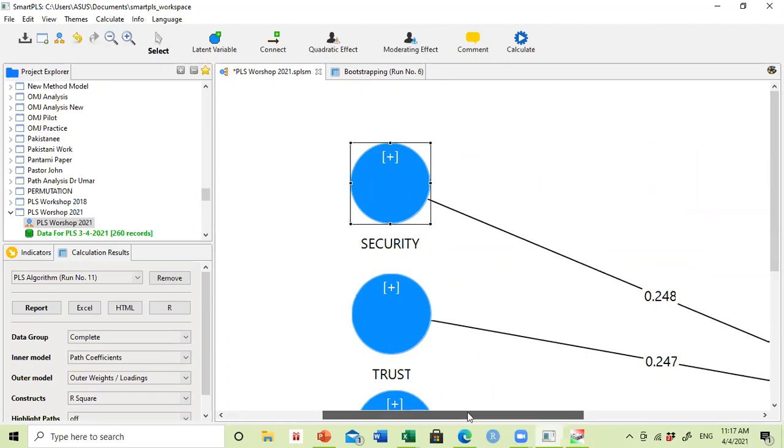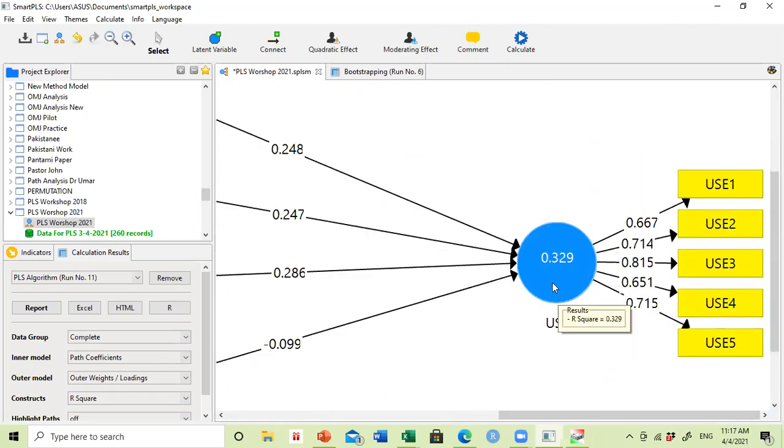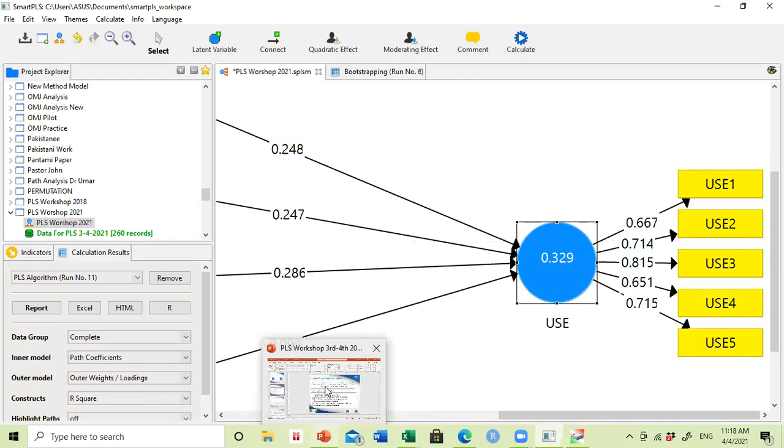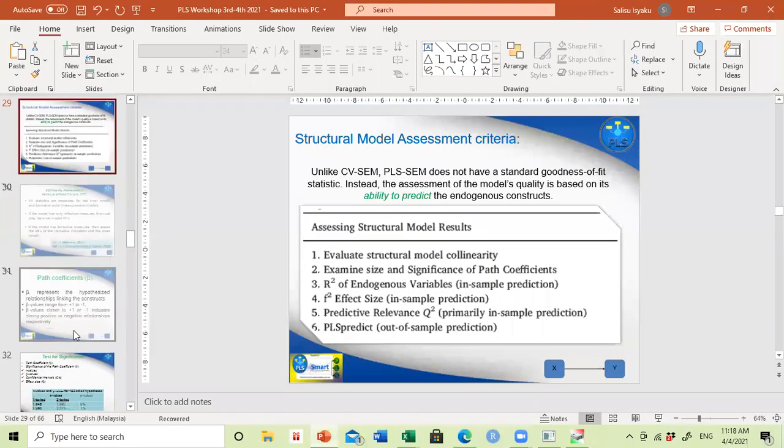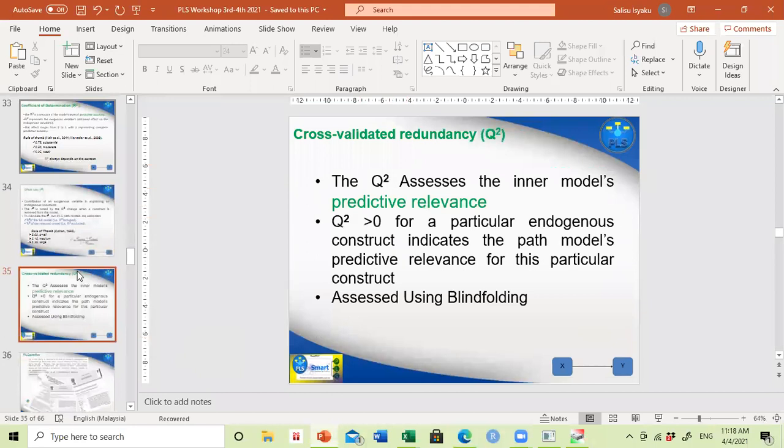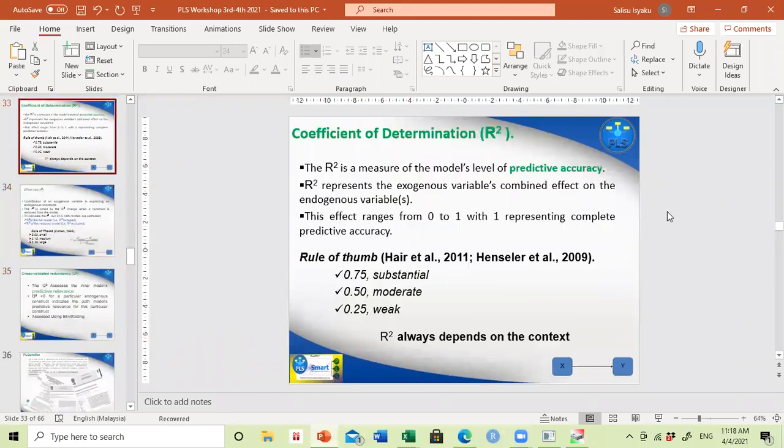Do you understand? So in this case, yes, you will have 0.329 as our R square. But is this enough? That is another question. There is a lot of literature that gives us a threshold for this R square. Maybe we can go back and talk about it here. You can see we finish this one, and we move to R square.